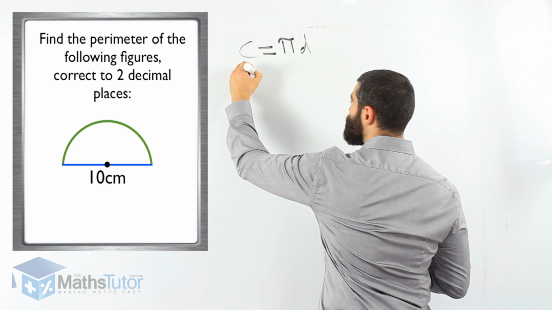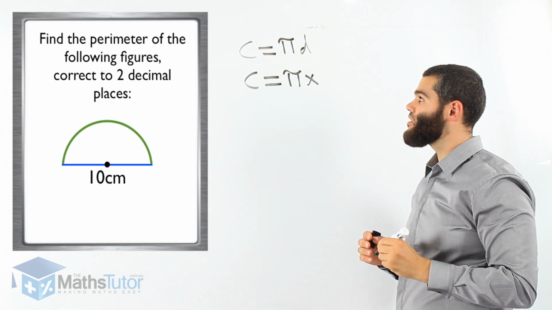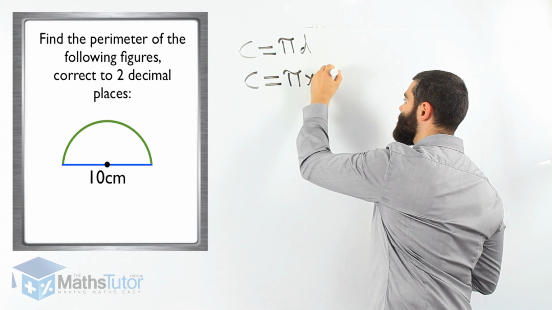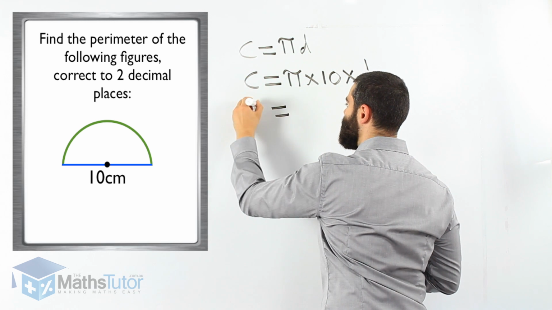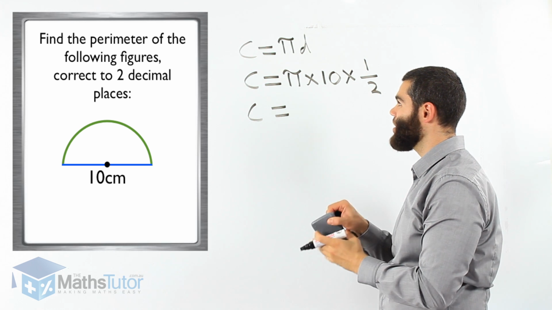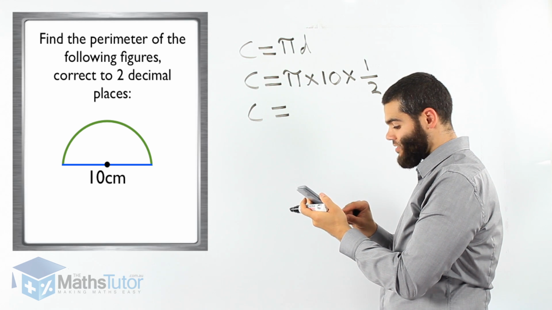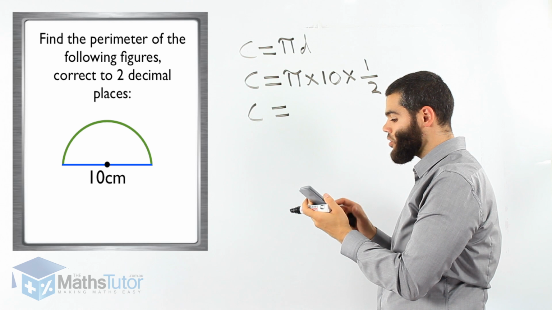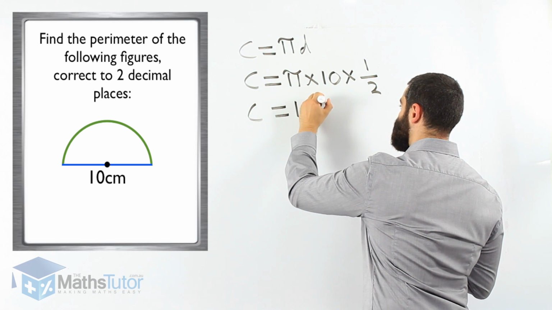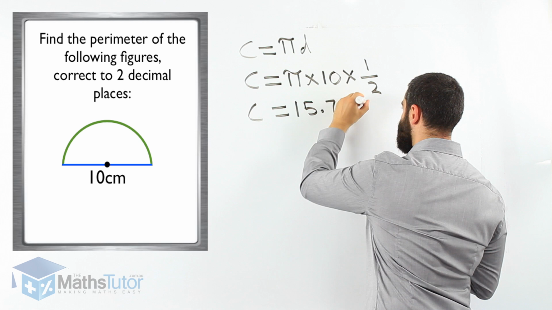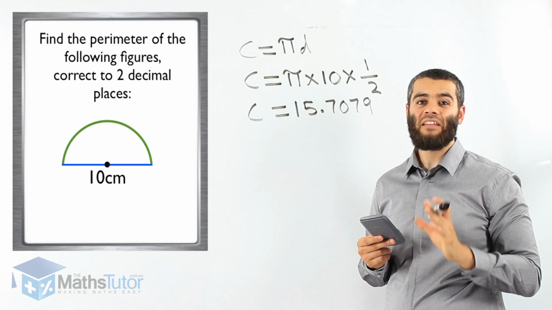So how are we going to do that? Well, basically, C equals pi times the diameter. The diameter of this half circle is 10. And because it's half a circle, we're going to times it by half. Let's work out this green edge of this figure. Grab your calculator and do it with me. Pi times 10 times half. Make sure you type everything into the calculator properly. 15.7079. Always write a couple of numbers extra because we only round at the end.